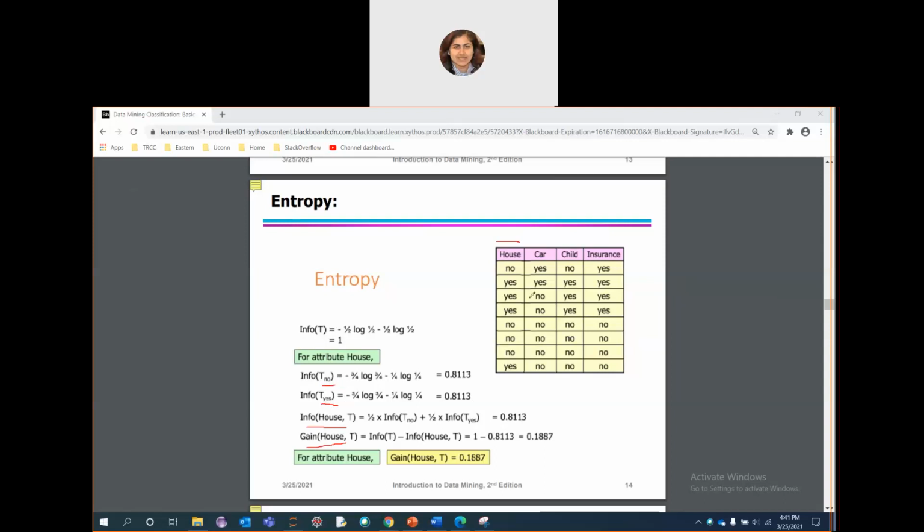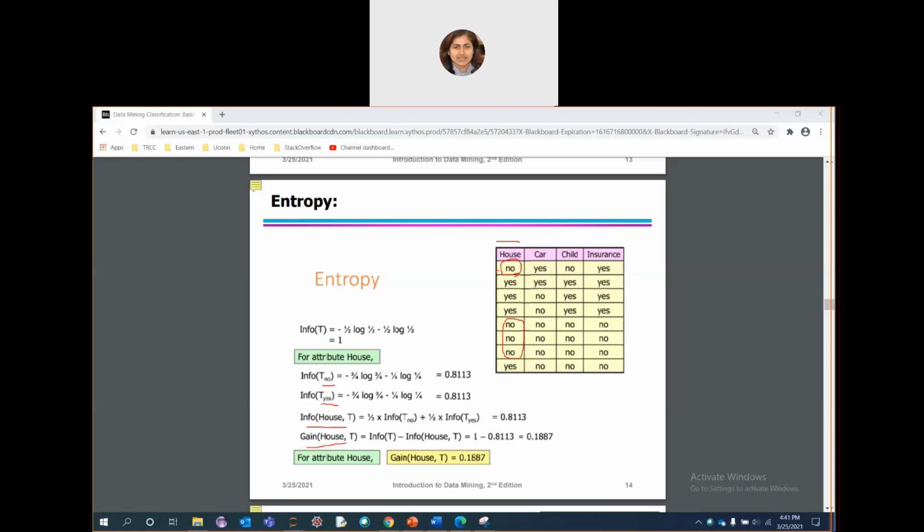In house, let's see how many no we have. We have this one and here. So how many no are there? Total 4 no's are there. And there you need to see what class of insurance each no is associated with. Yes, and these no are associated with all no's of the insurance.